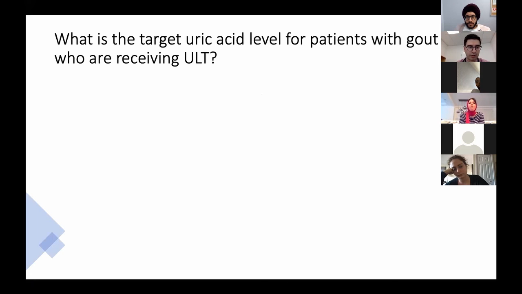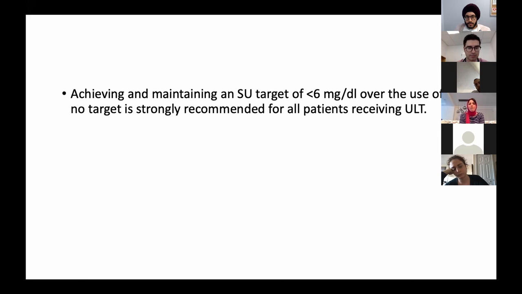What is the target for uric acid levels in patients who are receiving therapy? Less than 6, right? So we should have a goal in mind, and that's less than 6. If they have a flare with 5, you go to 4. They have a flare with 4, you go to 3. So you can keep lowering the uric acid levels. But for us, as long as they're less than 6 and not flaring, we're happy with that. We're not aiming for the lowest uric acid level possible.